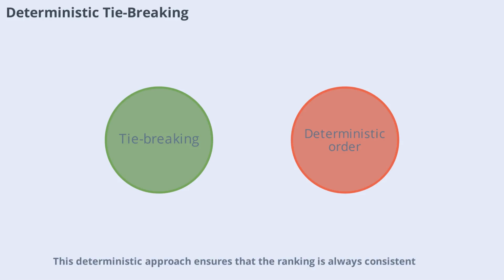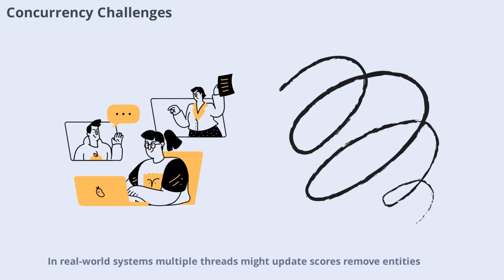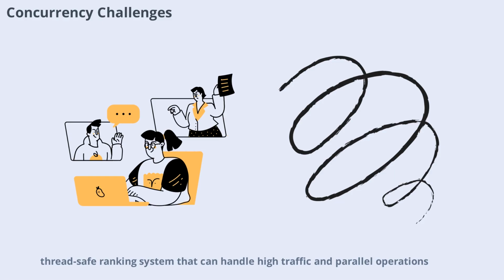This deterministic approach ensures that the ranking is always consistent, even when scores are identical, and prevents ambiguity in the results. In real-world systems, multiple threads might update scores, remove entities, or query the top K rankings at the same time. Without proper handling, this can lead to inconsistent data or even crashes. Addressing concurrency is crucial for building a reliable, thread-safe ranking system that can handle high traffic and parallel operations.